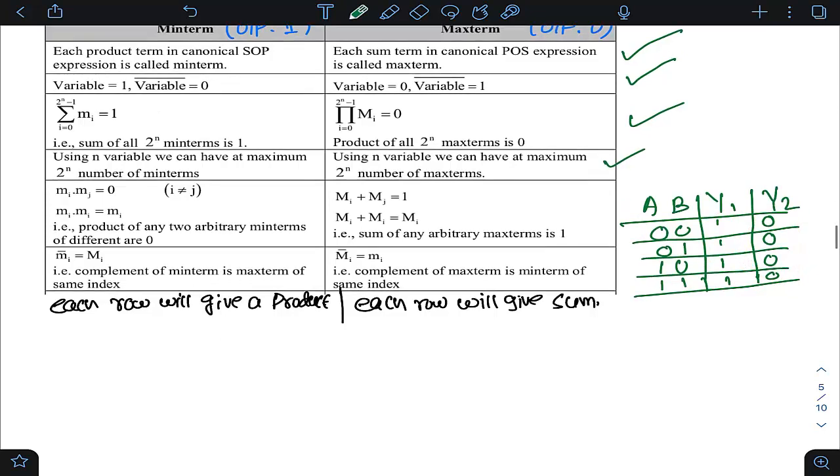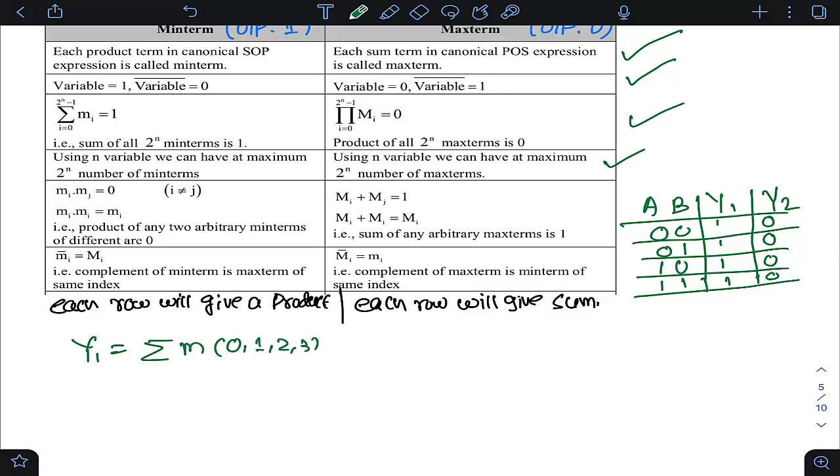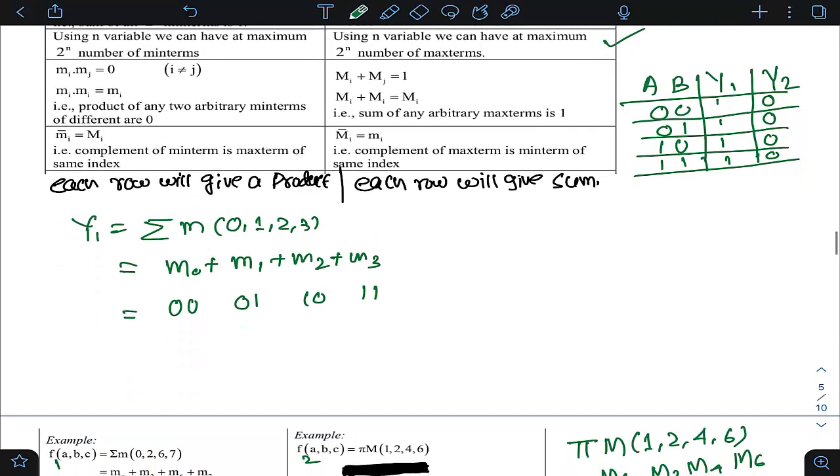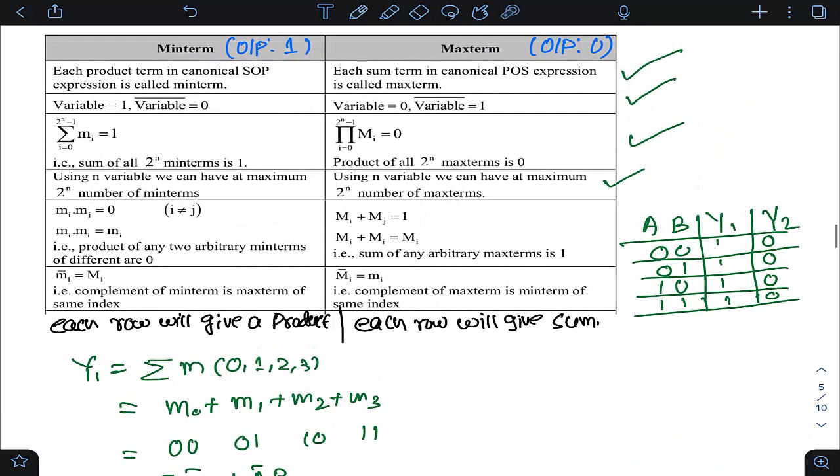So if I tell you, define y1. y1 is nothing but the summation of min terms 0, 1, 2, 3, right? This is equivalent to min term 0 plus min term 1 plus min term 2 plus min term 3. So how do you write min term 0 using A and B? Because you are using 2 variables, the combinations are 0 0, 0 1, 1 0, 1 1. So 0 0, how do you write it? You can write this as A bar B bar, plus A bar B. Not to forget, every min term gives me a product term, right? And here 0 is taken as the variable bar, 1 is taken as the variable.